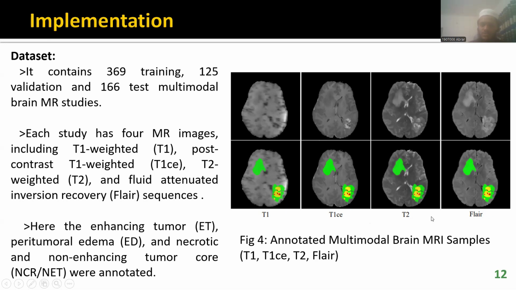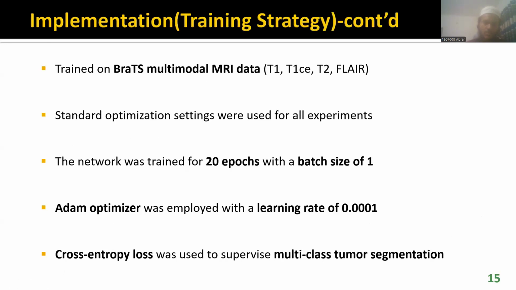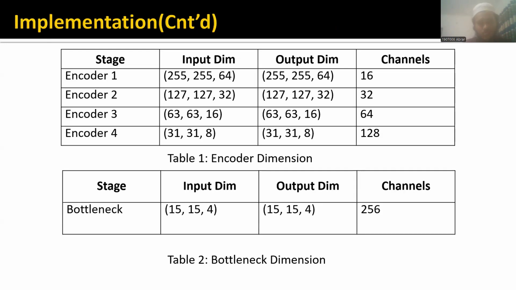As you can see, T1, T1C, T2 there. We can see 3 different colors: green, blue, and red. These three different colors indicate 3 different tumor regions. For implementation, our training strategy and hyperparameters are given here. As you can see, a learning rate of 0.0001 and 20 epochs with batch size 1 were used, and cross entropy loss was used.